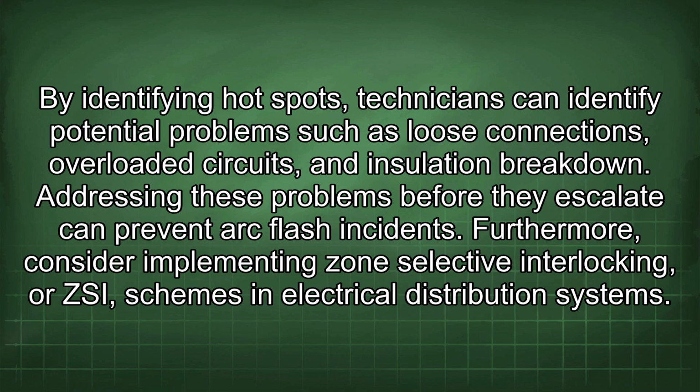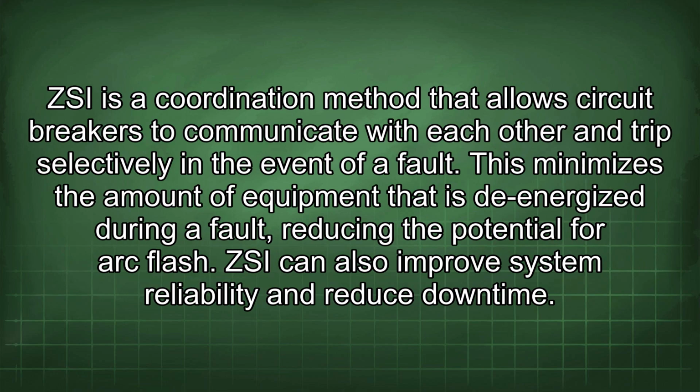Furthermore, consider implementing zone-selective interlocking, or ZSI, schemes in electrical distribution systems. ZSI is a coordination method that allows circuit breakers to communicate with each other and trip selectively in the event of a fault. This minimizes the amount of equipment that is de-energized during a fault, reducing the potential for arc flash. ZSI can also improve system reliability and reduce downtime.